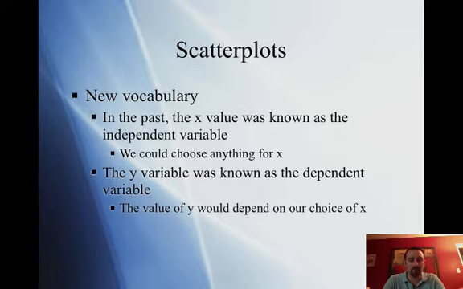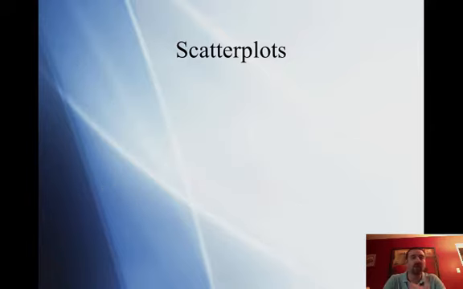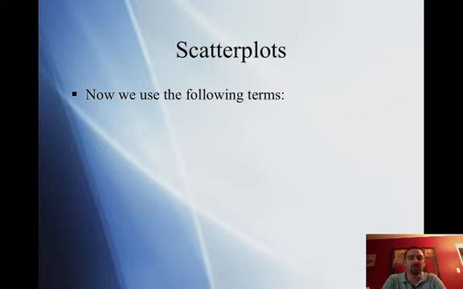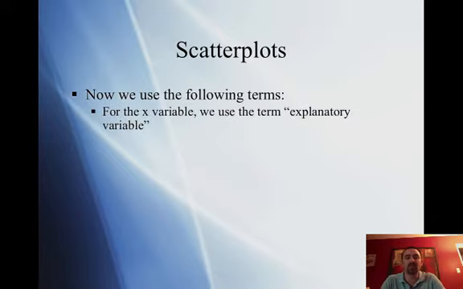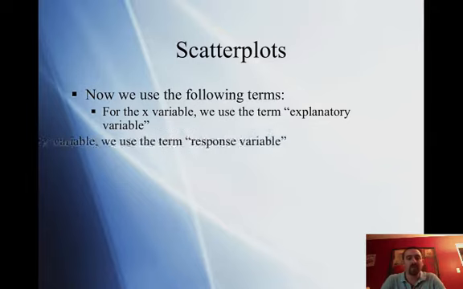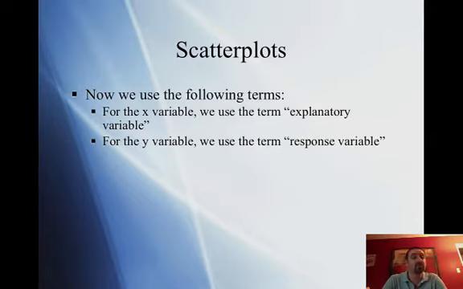But there's a problem when we talk about AP statistics. There are other definitions for the words dependent and independent that we want to use later on. So instead of using the words independent and dependent to talk about scatter plots, we use the term explanatory variable for x, and for y we call it the response.